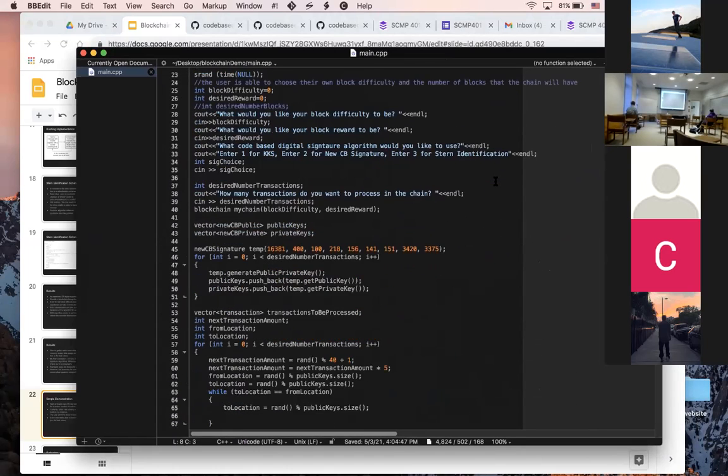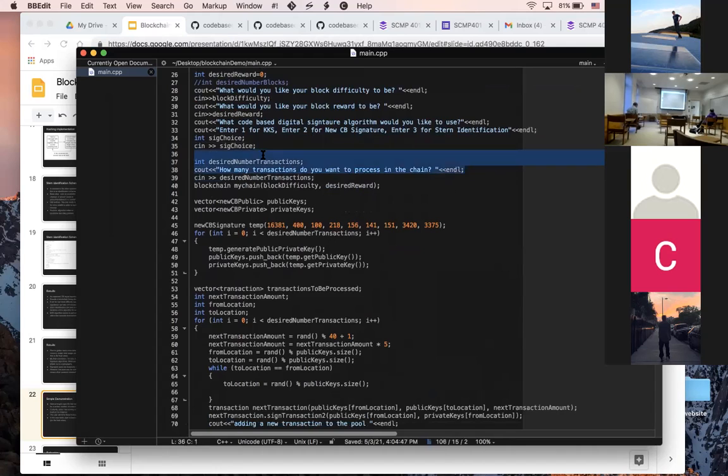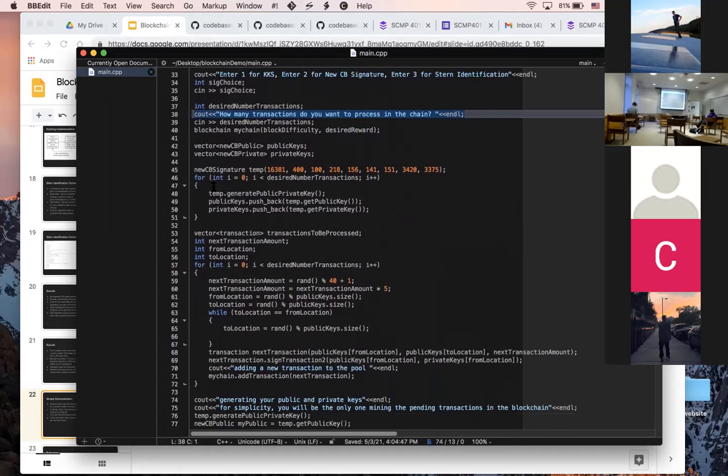We pretty much just ask the user what they want their block difficulty, block reward to be. We can ask them what digital signature algorithm they want to use. Obviously, like I was just saying, we can only use the second one because it's on my local computer. And we also ask how many transactions we want in the chain.